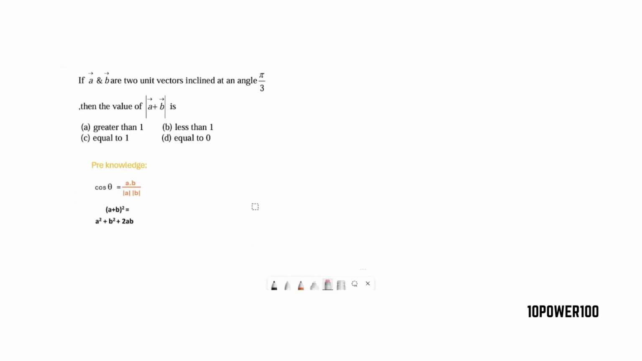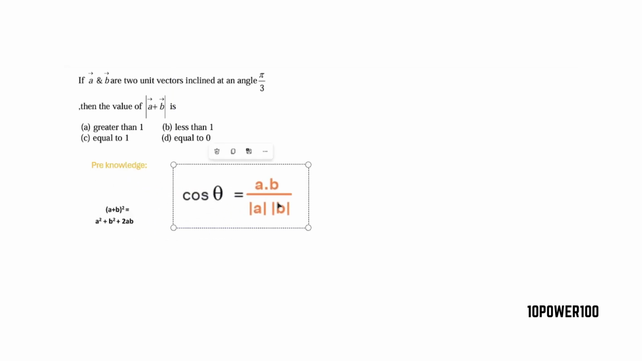The next question is, if vector A and vector B are two unit vectors inclined at an angle of pi by 3, then the value of magnitude of vector A plus vector B is: option A greater than 1, option B less than 1, option C equal to 1, and option D equal to 0. The pre-knowledge that is required to solve these problems is, the first one is the angle between two vectors formula. Cos theta is equal to vector A dot vector B by magnitude of vector A into magnitude of vector B.